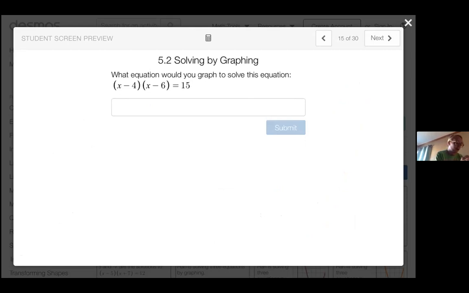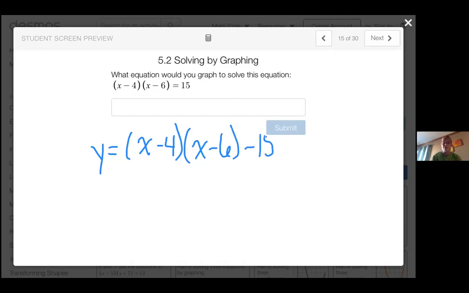If I were to graph this, I would take this and graph y equals x minus 4, x minus 6, minus 15. Because remember, I want this to equal 0. That is what I would put on a graphing calculator, Desmos, and that would be what I would write.